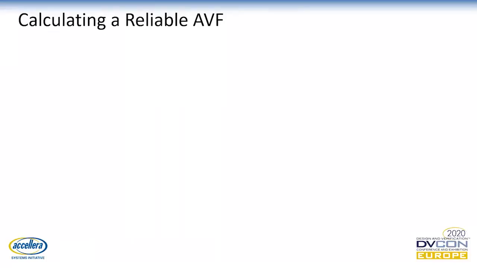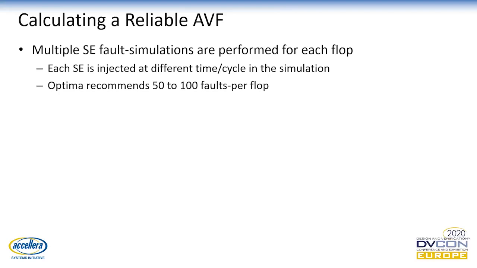So how do we calculate a reliable AVF? Because as we have seen, we have to calculate AVF for the flops which are instantiated in the whole design, and it takes a lot of time. So multiple SE simulations are to be performed for each flop. What it means is each flop will be injected with a software error at different time cycles in the simulation. And Optima recommends 50 to 100 faults per flop in this simulation time frame.